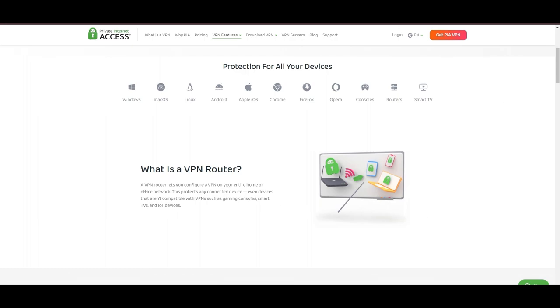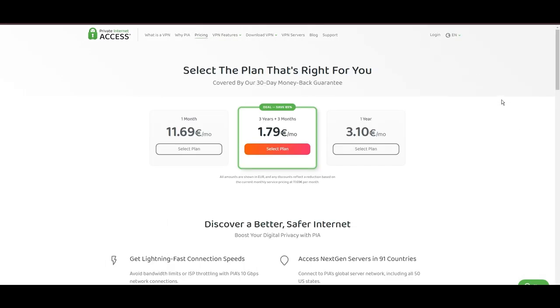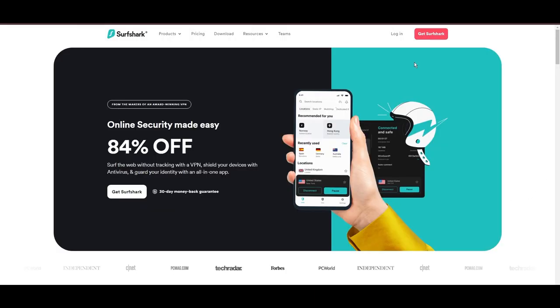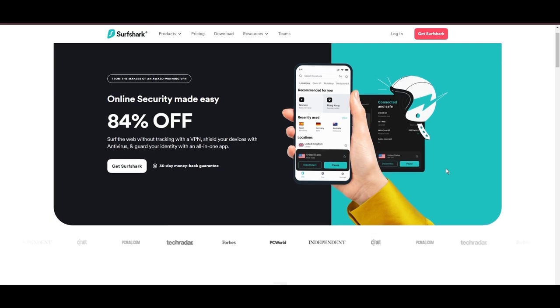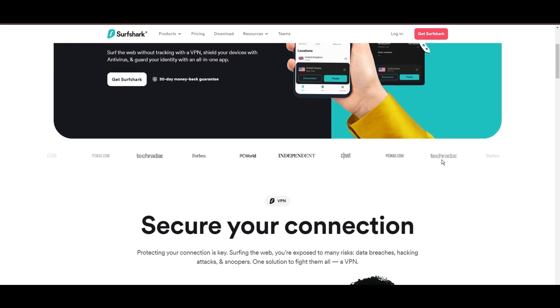PIA's pricing strategy is notably competitive, offering significant savings for long-term commitments, standing out in a crowded VPN market. In summary, Private Internet Access sets itself apart with its unmatched server network and competitive pricing, emerging as a compelling choice for users in Winnipeg.